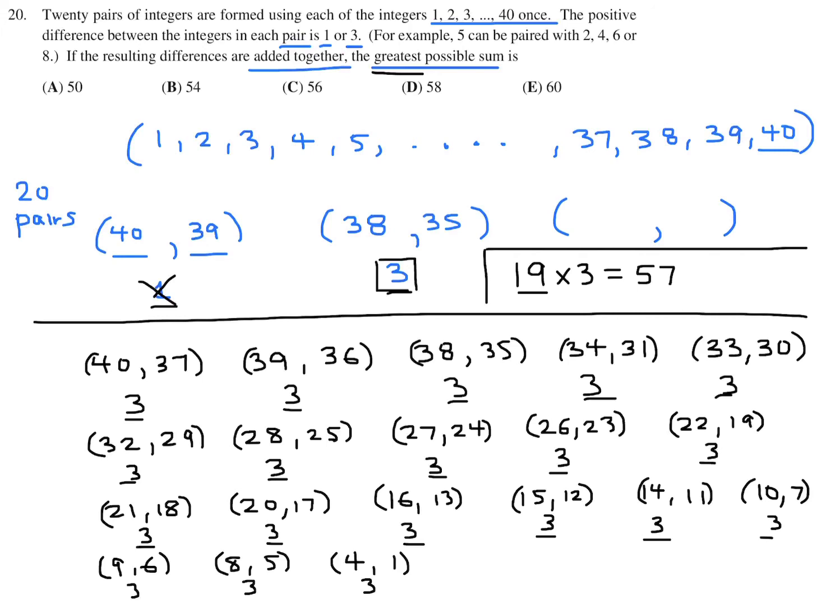the two numbers that are remaining, are 3 and 2. So our very last pair is 3 and 2. Its difference is not 3, it's 1. So I've got to add 1 to this, and therefore the total is 58. So number 20, the answer is D.